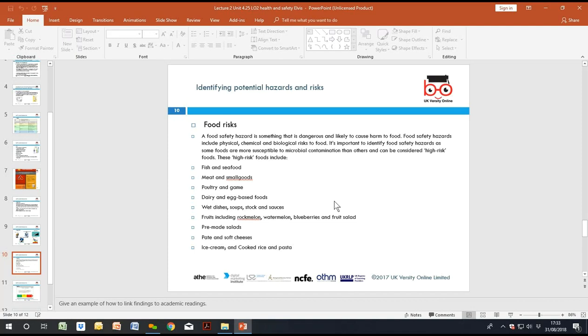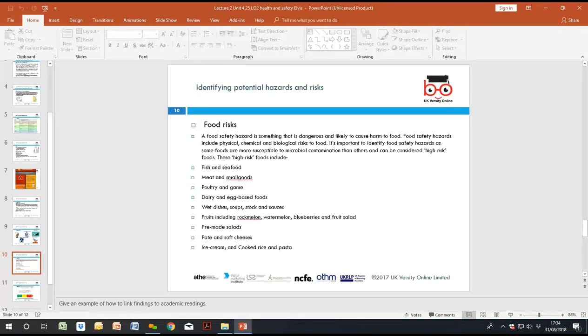Now, apart from risk of infection, fire, trip and fall, another potential hazard that is often faced in the health and social care environment is food risk, which is very important. That needs to be looked at. A food safety hazard is something that is dangerous. It's likely to cause harm to food. And these food safety hazards include physical, chemical, and biological risk to food.